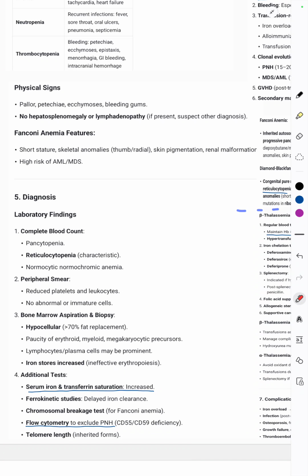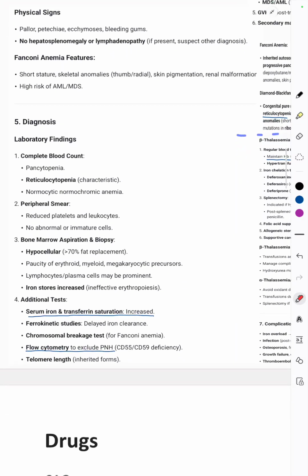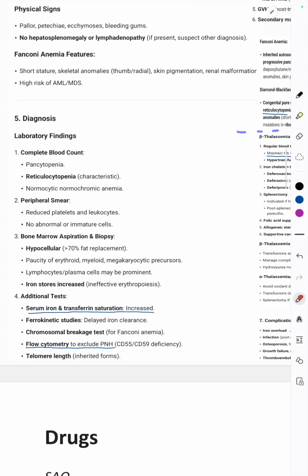Fanconi anemia features: it is autosomal recessive in nature. There will be anomalies of the thumb or the radius, and renal malformations will be present. High risk of acute myeloid leukemia or myelodysplastic syndrome is present. And the laboratory diagnosis: the CBC will show pancytopenia and reticulocytopenia. On peripheral smear, you will not find any abnormal cells.